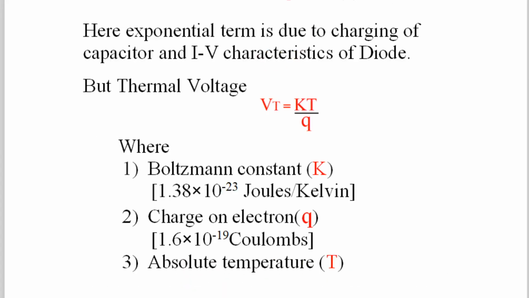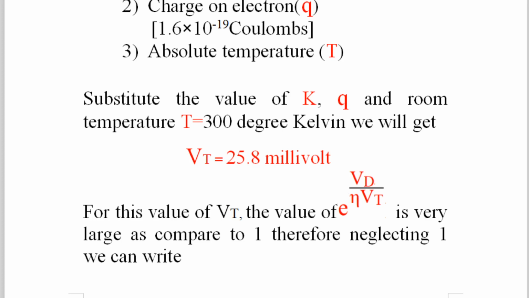Now let us calculate the value of Vt, thermal voltage at room temperature. Here substitute the value of K and Q, and room temperature T is equal to 300 degree Kelvin. 300 degree Kelvin means about 27 degree centigrade, roughly 26.85, so roughly 27 degree centigrade.